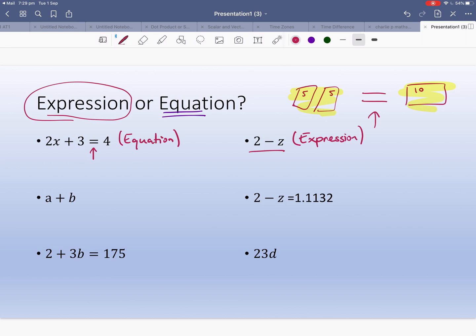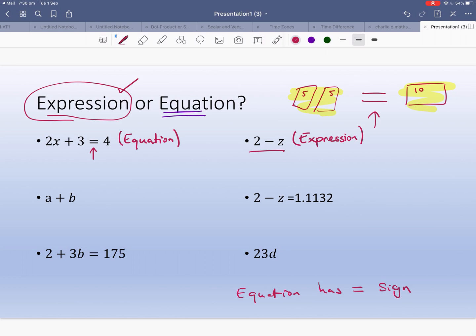So what are we looking for? An equation has what? An equal sign. And if it doesn't, it's an expression. So an equation has an equal sign. If it doesn't, it is an expression. So you can write that down. Equation has equal sign, and I even wrote it as an equal sign. So why don't you pause the video and decide which one's which.